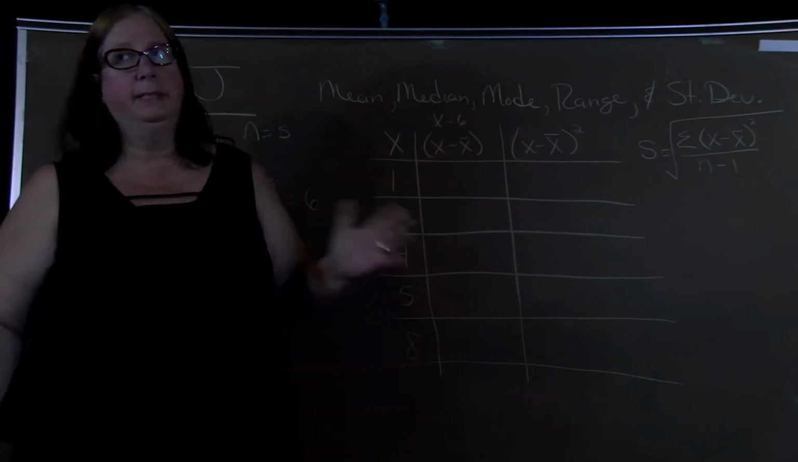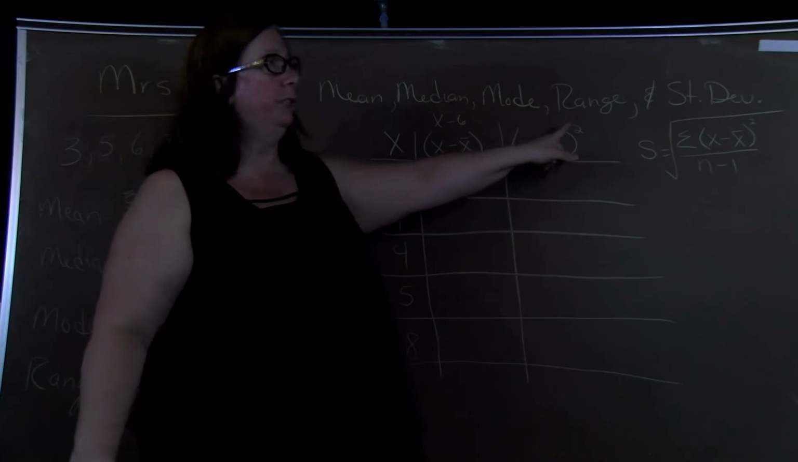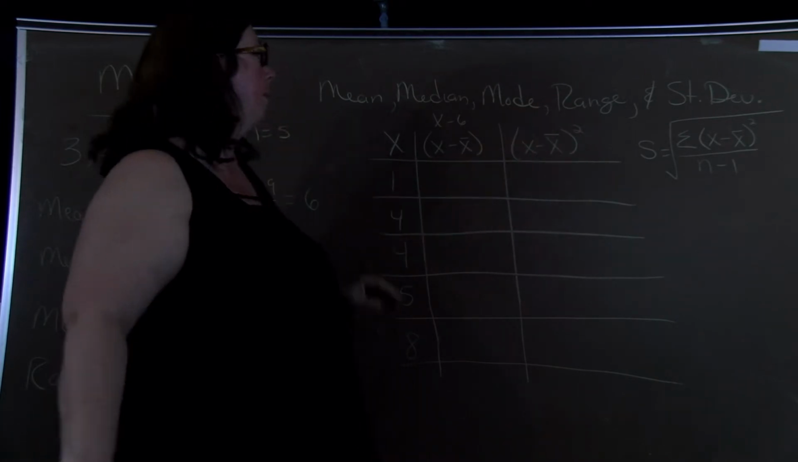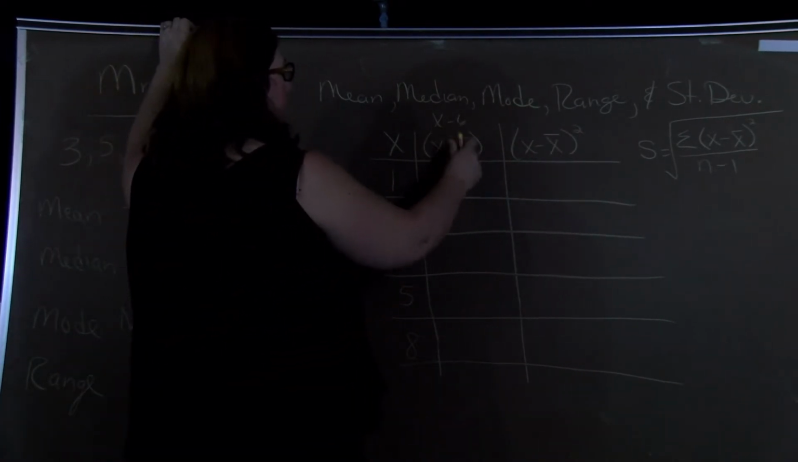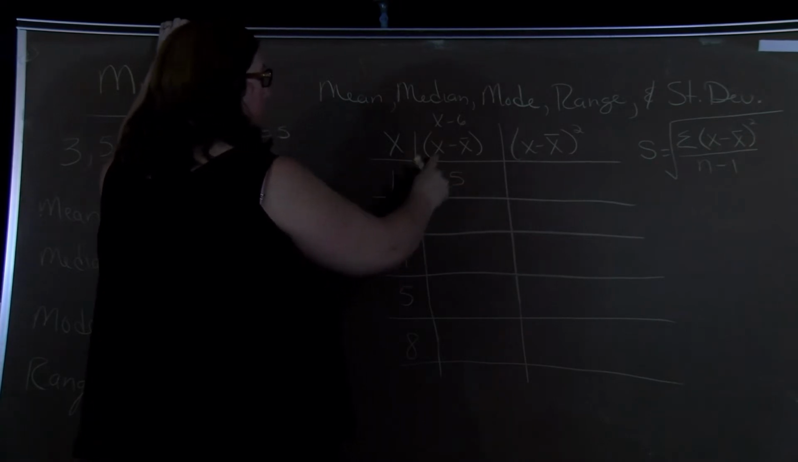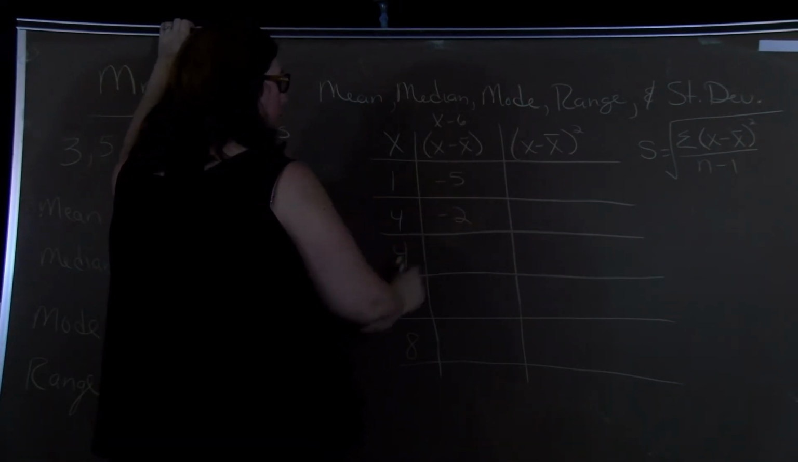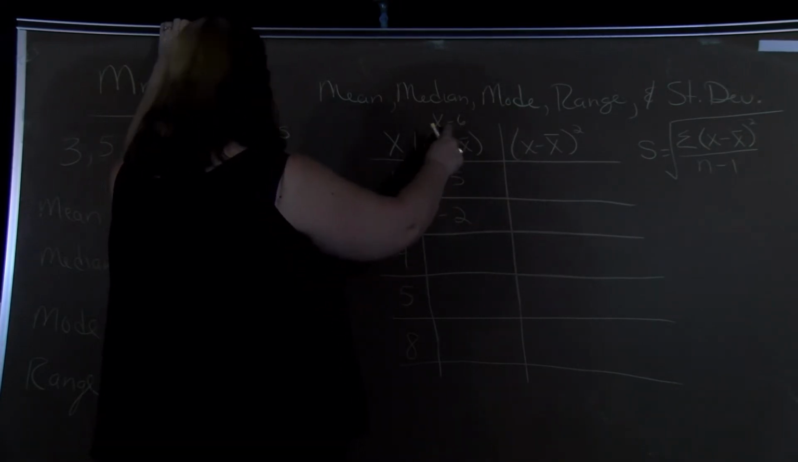Positive and negative doesn't matter because we're going to square it. But 1 minus 6, negative 5. 4 minus 6, negative 2. Another 4, oh shoot.